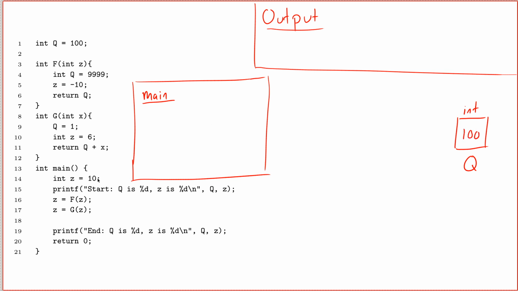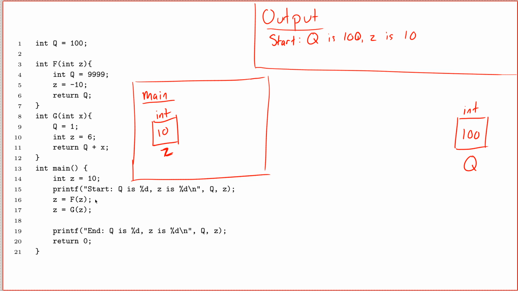Okay, so there's main, and on line 14, I create a variable called Z. I've created a whole ton of variables called Z today, and I give it the value 10. Well, we're in familiar territory so far, and then I print out start. And I print Q is, okay, so I look for Q, it's 100. Z is 10. And then some stuff happens.